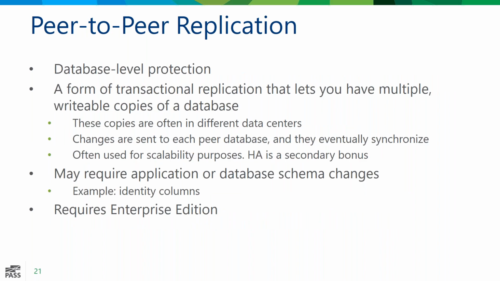Now, peer-to-peer replication is database level protection, and it's just a sort of souped up version of transactional replication that lets you have multiple writable copies of the database. And these usually are in different data centers, and the changes in each one are sent to the peers, and they eventually, hopefully within a few seconds or a few minutes at the most, synchronize. And it's often used for scalability purposes. So you're trying to spread your write workload across multiple servers or multiple data centers. And the HA capability is just a secondary bonus.